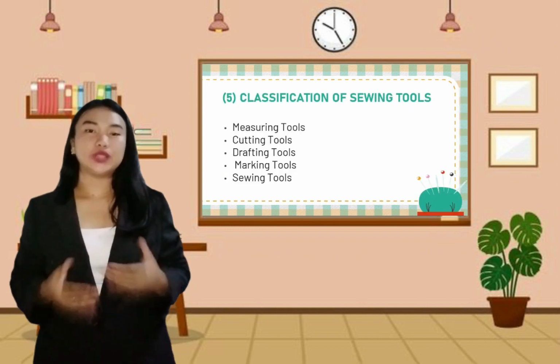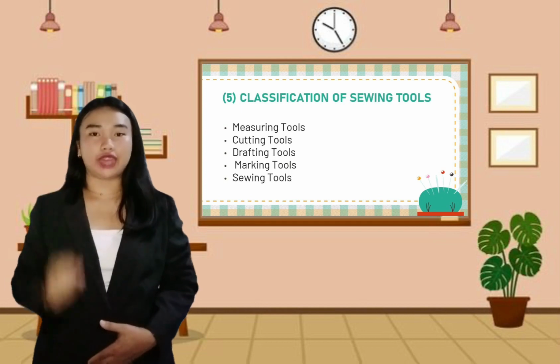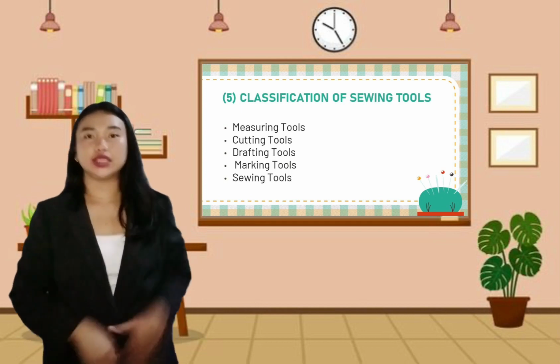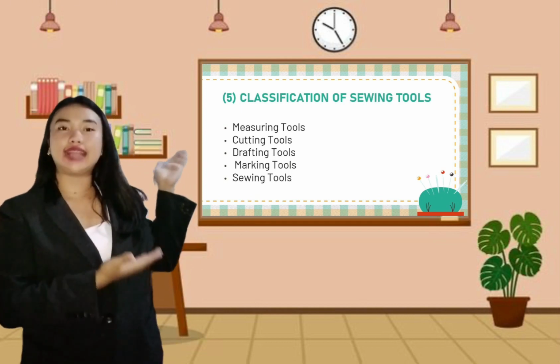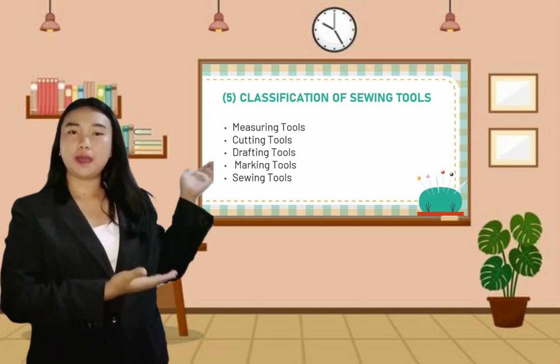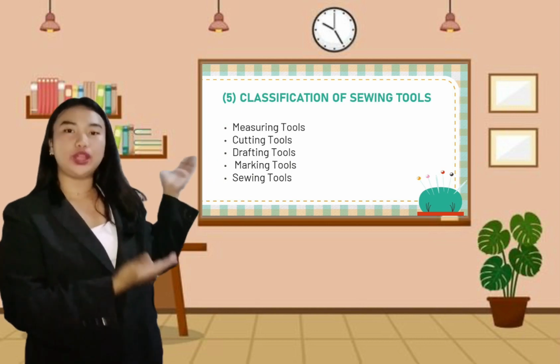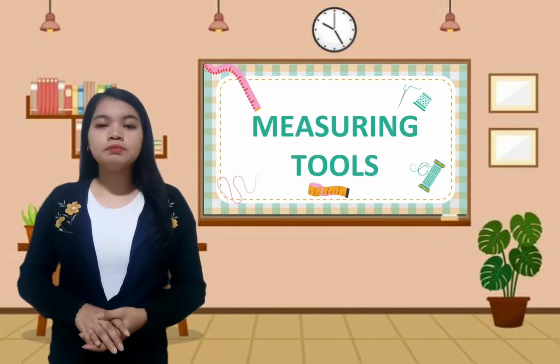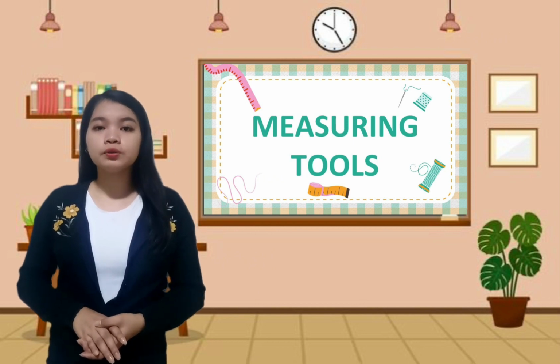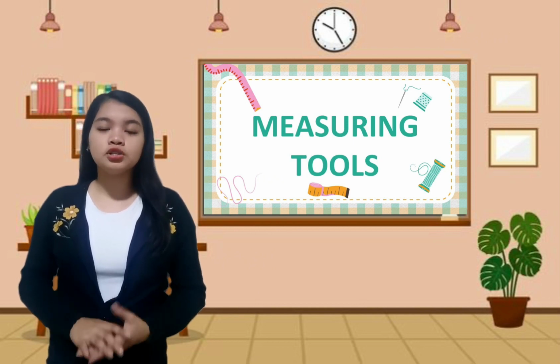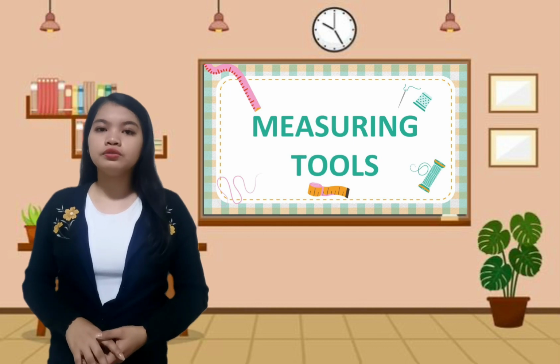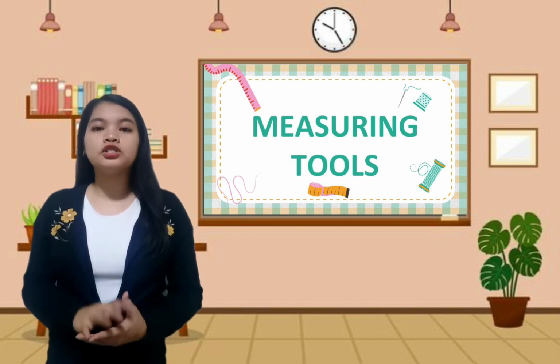speed. So next, we have five classifications of sewing tools, which are measuring tools, cutting tools, drafting tools, marking tools, and sewing tools. What are measuring tools? Measuring tools are tools that are used for taking body measurements and for drafting patterns. There are four types of measuring tools.